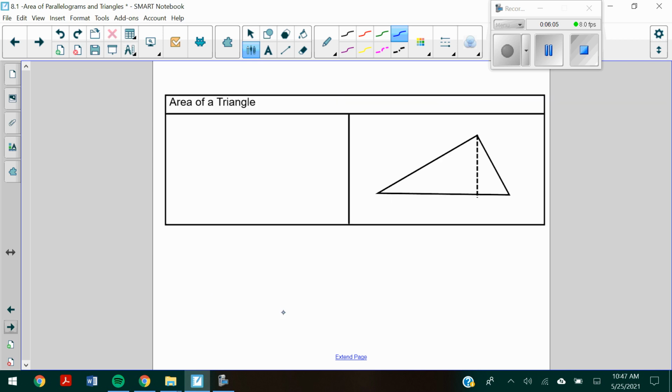Okay, so here we have area of a triangle on the top of the back of your notes. So we know area of a triangle.